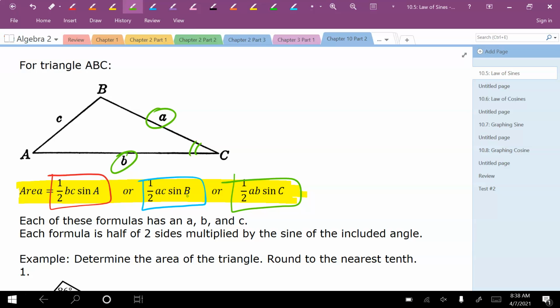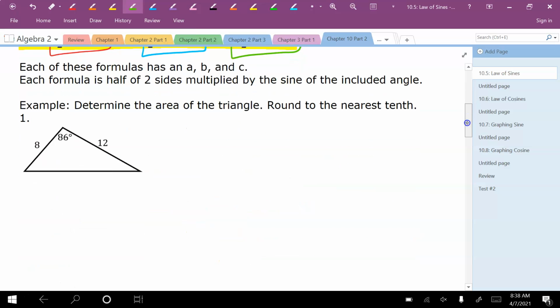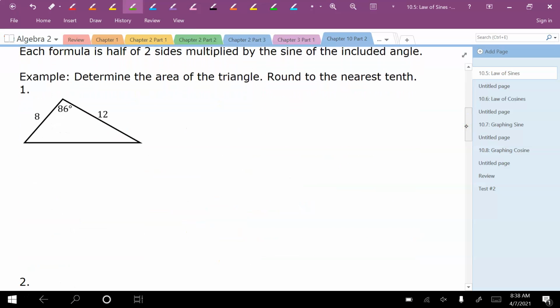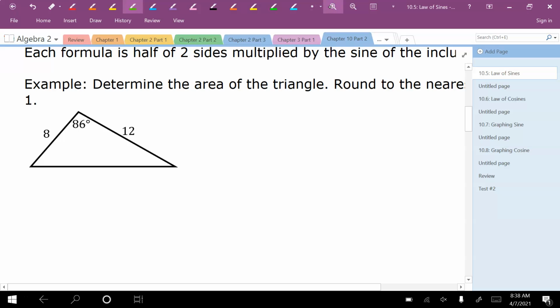Okay, so for example, if we look at this one, we want to figure out what the area is of this triangle. We want to round it to the nearest tenth. They're giving me 86 degrees here, and they give me 8 and 12, and those are on either side of that 86 degrees. So I should be able to use one of my formulas from up above.